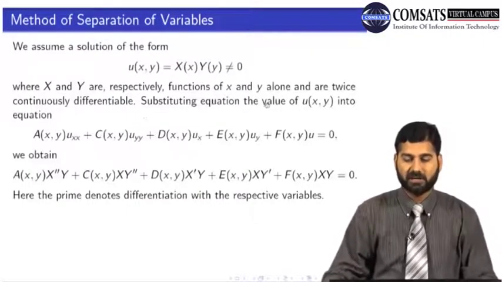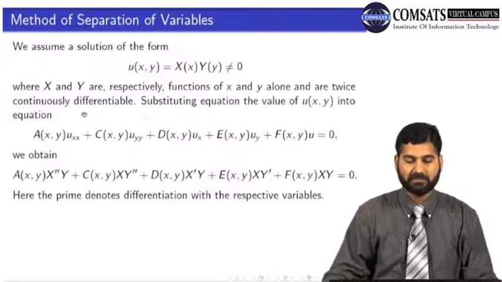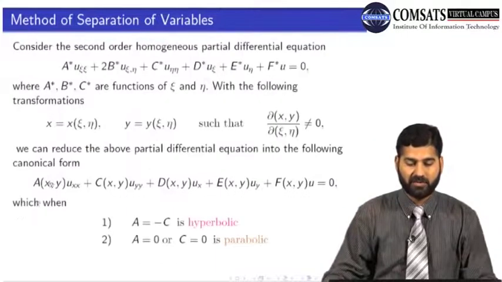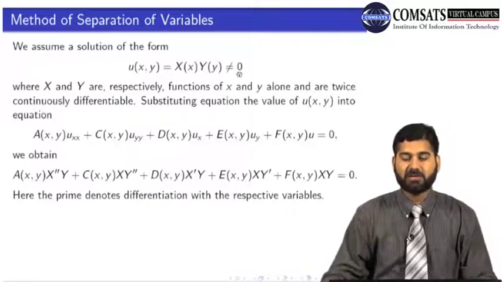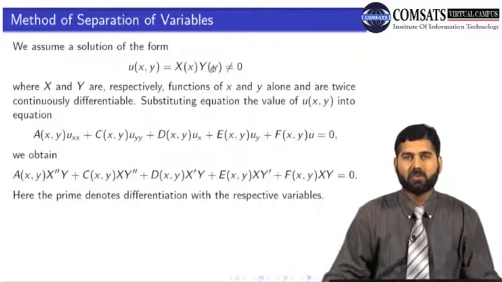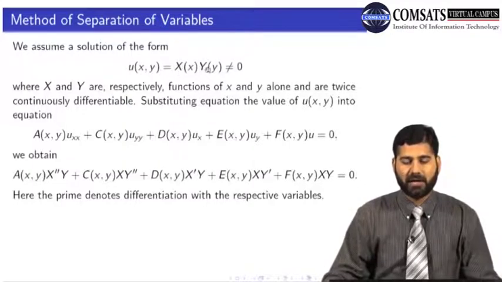Substituting the value of u(x,y) into the equation, if I replace this value X(x)Y(y) into your equation, then your equation will become u_xx. The second derivative with respect to x will affect only this capital X, not Y, because Y depends on y, so that will not be changed. The derivative with respect to x only. So X double prime and Y.